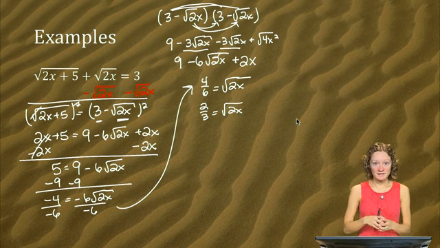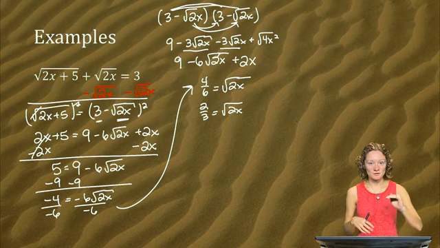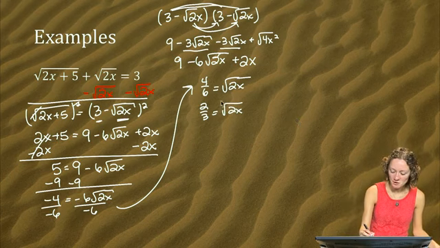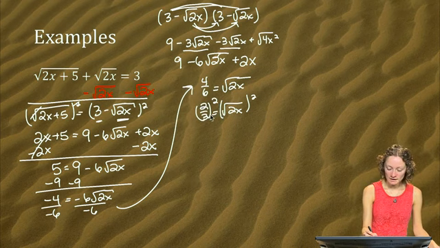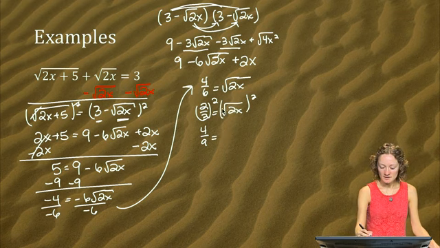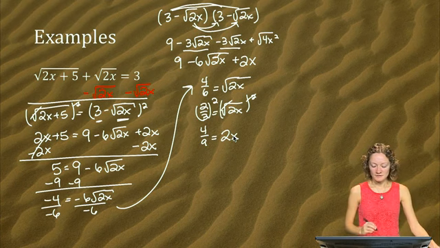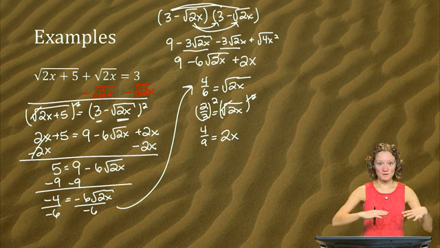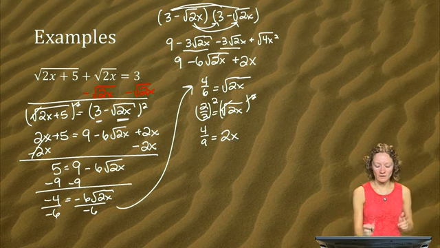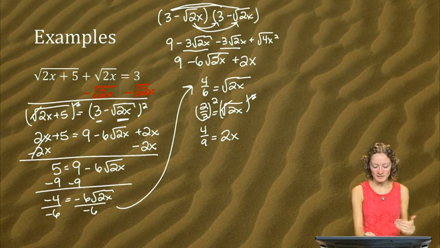So again, we've isolated. We're back to step 2, which says raise each side to the power equal to the index. On the left, we get 4 over 9. On the right, square root and square undo each other, we get 2x. Then we're back in step 3. If a radical remains, start over. Well, we no longer have a radical, so we continue on.